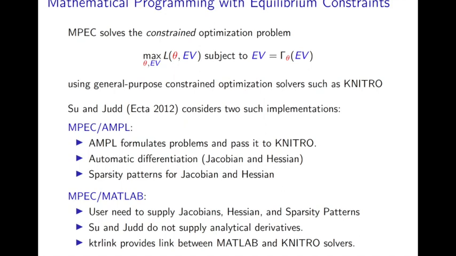So in order to do this, what Su and Judd advocated for was to use state-of-the-art constrained optimization solvers such as Knitro to solve these problems. I mean, there's professional software out there that can handle really, really big problems. Okay, so in their paper, they consider two implementations. They consider one in AMPL, a high-level programming language.